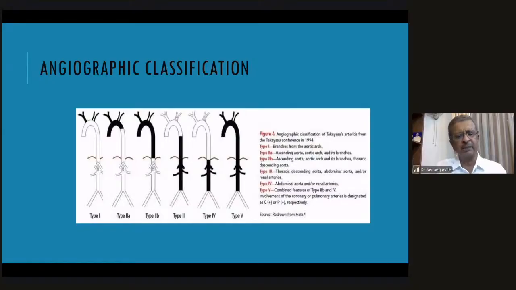Not necessarily. I certainly do not believe in any of this classification. It is not important. Ultimately, the management is important, the treatment is important, the follow-up is important, and not trying to find out which classification it belongs to. The clinical improvement is extremely important. Of course, do not forget there can be involvement of the coronary arteries and the pulmonary arteries. Below it is written combined features, and after that involvement of the coronary or pulmonary arteries is designated C plus and P plus respectively. So this is for theoretical purposes, when you are asked as a TSA or long-answer question.